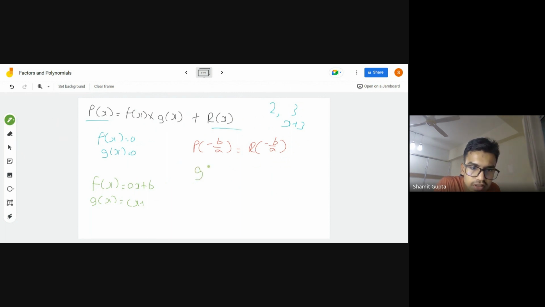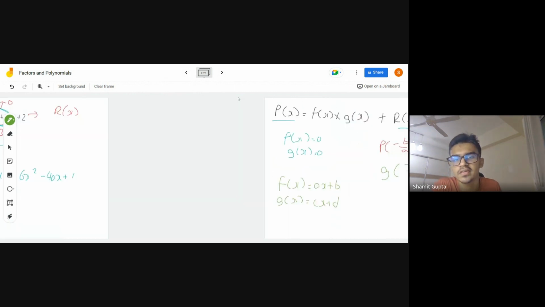And g of, this is cx plus d, by the way. So g of negative d over c will be equal to r of negative d over c. Again, this will probably be a fixed value. 99.9% cases, like how just now we had 2.